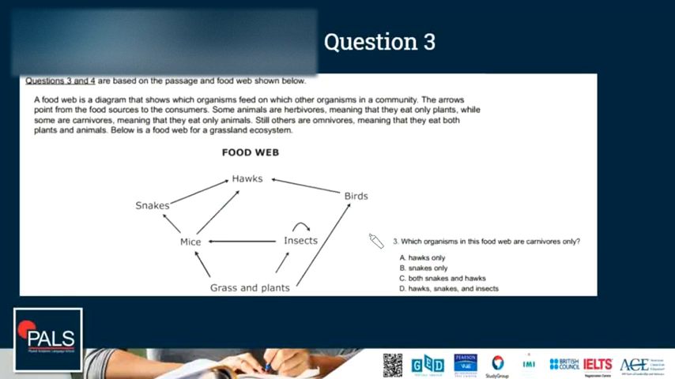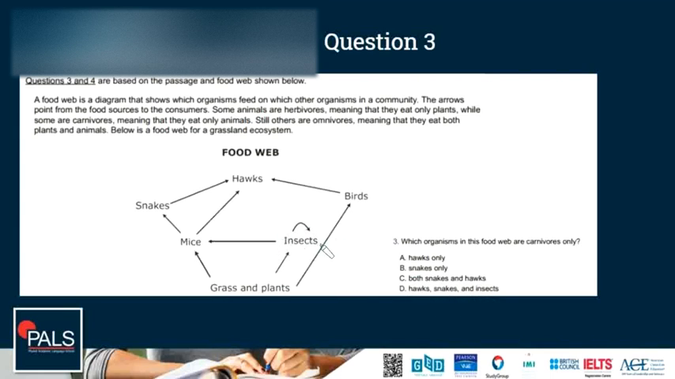So let's have a look at question 3. Which organisms in the food web are carnivores only? A: Hawks only. B: Snakes only. C: Both snakes and hawks. D: Snakes and insects. So let's check these 3, hawks, snakes and insects.